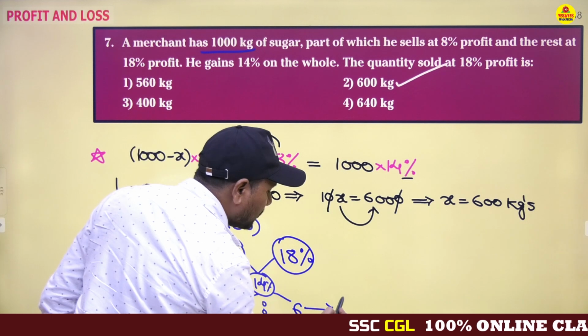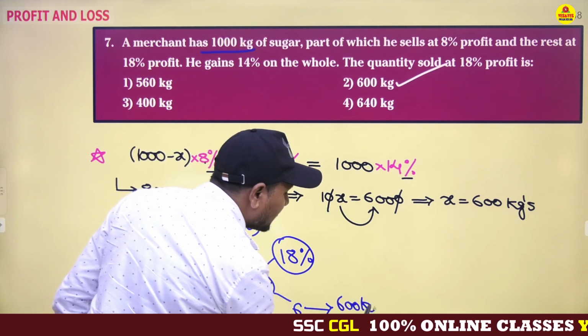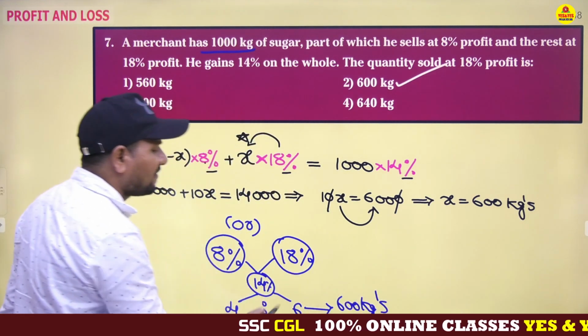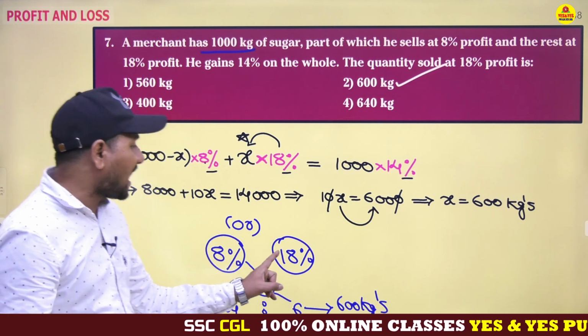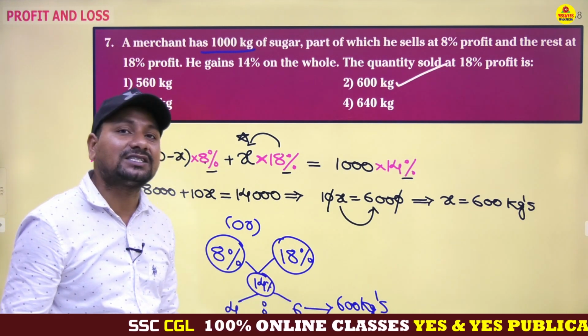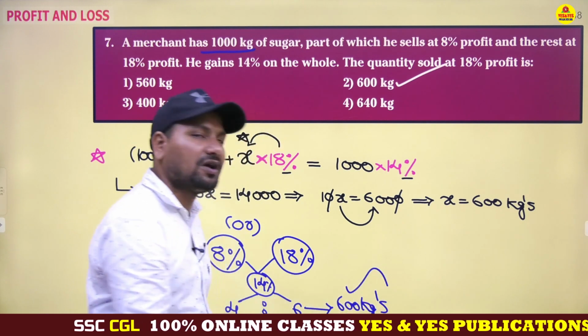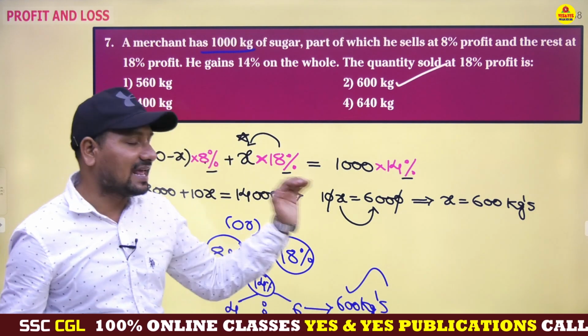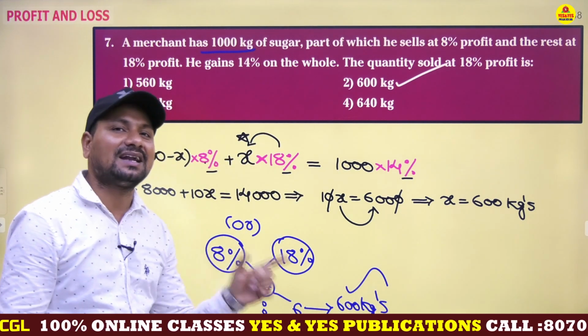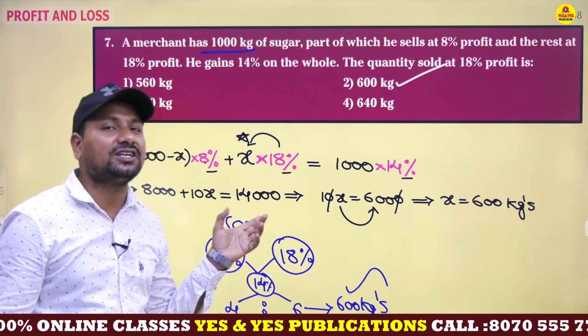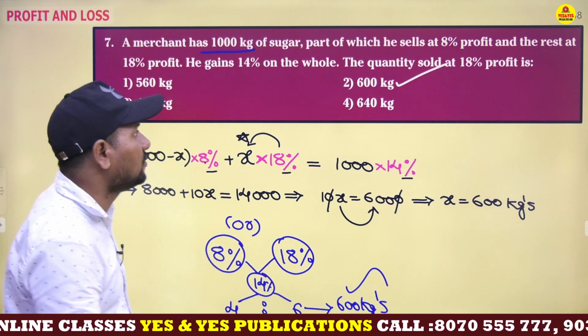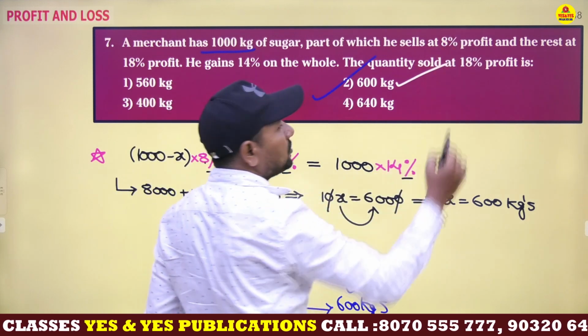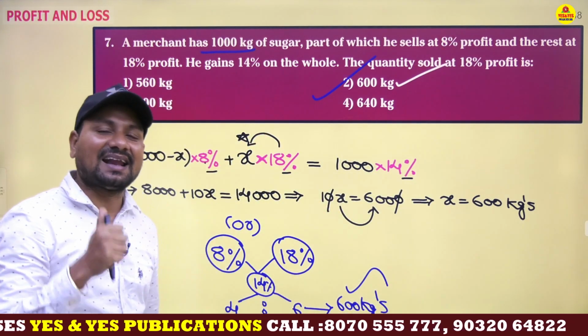Then 6 parts equal to how many kgs? 600 kgs. We need to calculate. This is a very easy calculation. At 18% profit, how many kgs sold out? 600 kgs sold out. Okay. No need to calculate on an equation basis. When you are applying the mixture and alligation method, it is easy to solve. Finally, you can say which option is right? Option 2. Option 2 is the right answer.